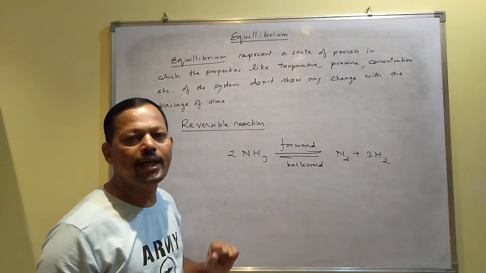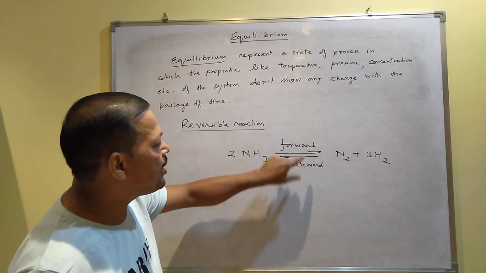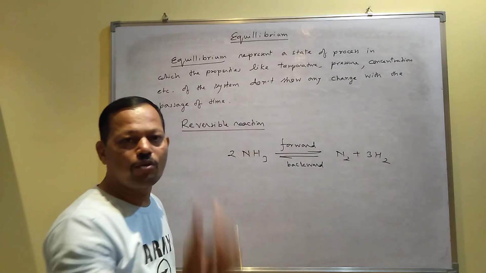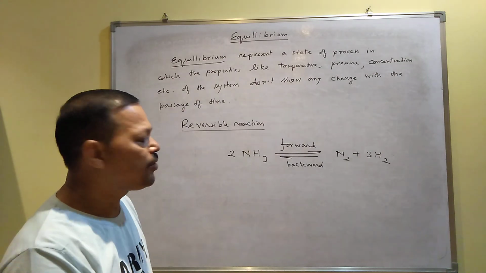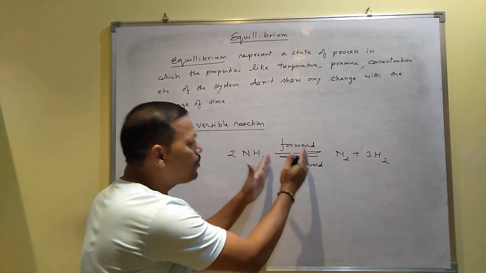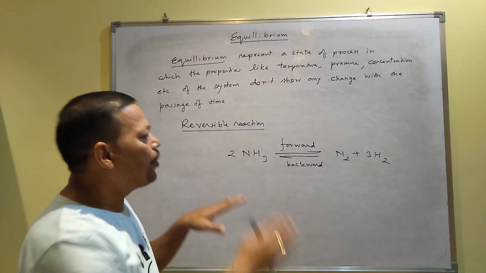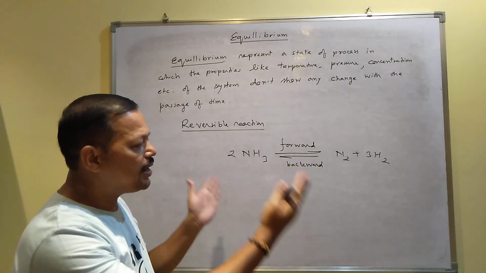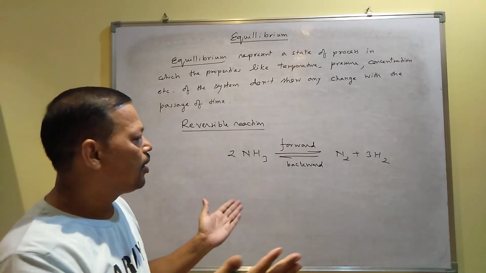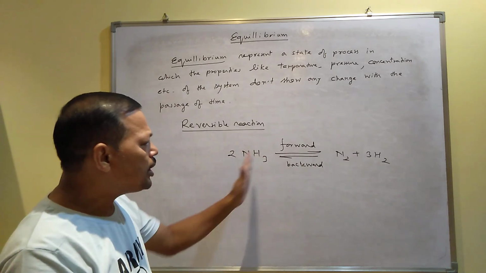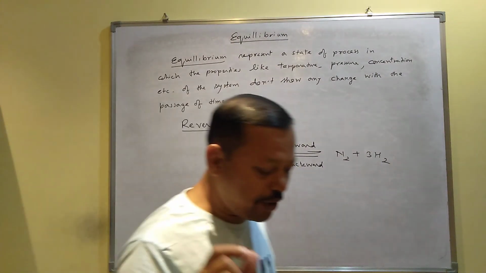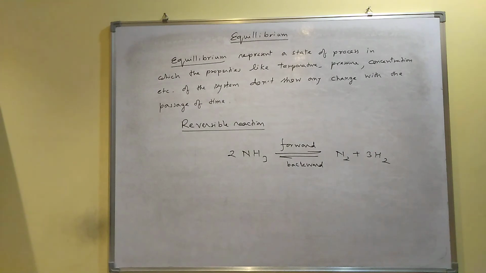This sign represents reversible, but it represents equilibrium also. However, reversible alone does not mean equilibrium. The reversible reaction will be at equilibrium when the rate of forward reaction becomes equal to the rate of backward reaction. That is why, to gain the equilibrium state, the reaction will take some amount of time. Immediately you don't get the equilibrium state. So that is called the chemical equilibrium. I mean when the rate of forward reaction becomes equal to the rate of backward reaction, then the reaction is said to be at equilibrium.